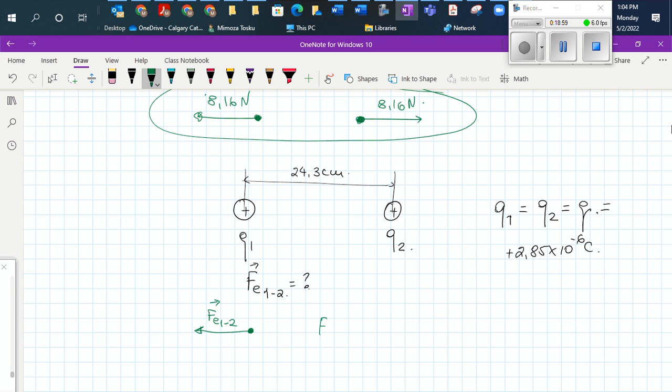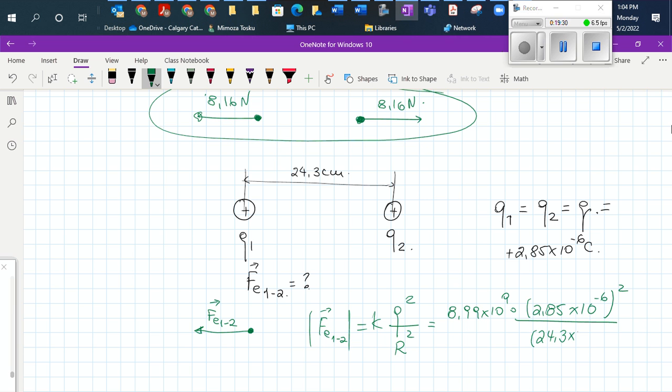The magnitude of this force will be calculated as k q1 q2 over r squared, and since they are equal to each other, it will be q squared over r squared, or 8.99 times 10 to the power of 9 times 2.85 times 10 to the power of negative 6, the whole thing to the power of 2, over 24.3 times 10 to the power of negative 2, converting it into meters, the whole thing to the power of 2.